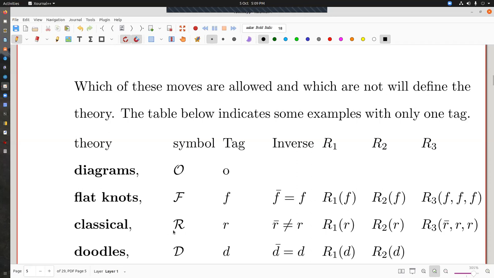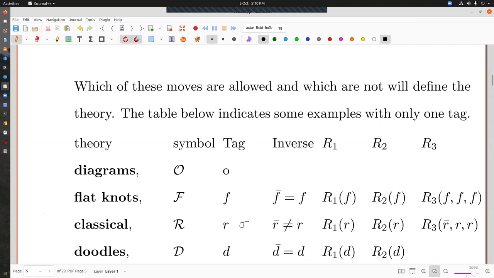Then there's the classical ones, although I've been thinking that it might be useful to, if I can find out where my thing is, instead of R, we could have put sigma, because that would be in keeping with braids. And that the classical one actually has a glyph. I'll draw the glyph here.